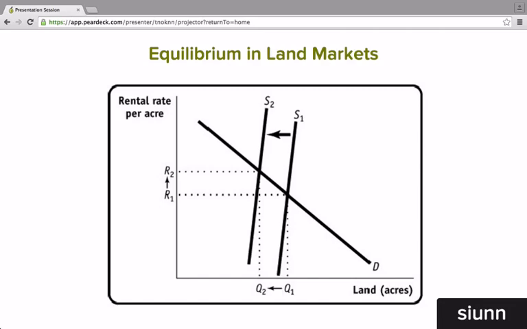I've drawn here only the market for farmland in this graph that you see in front of you. Equilibrium in this market for farmland is where the original supply curve, S1, intersects the demand curve. Now, let's suppose over the course of many years, farmland is converted to housing developments, golf courses, and Chuck E. Cheese's. The supply curve shifts to the left, decreasing the equilibrium quantity of land and increasing the price or rental rate of each acre of farmland.